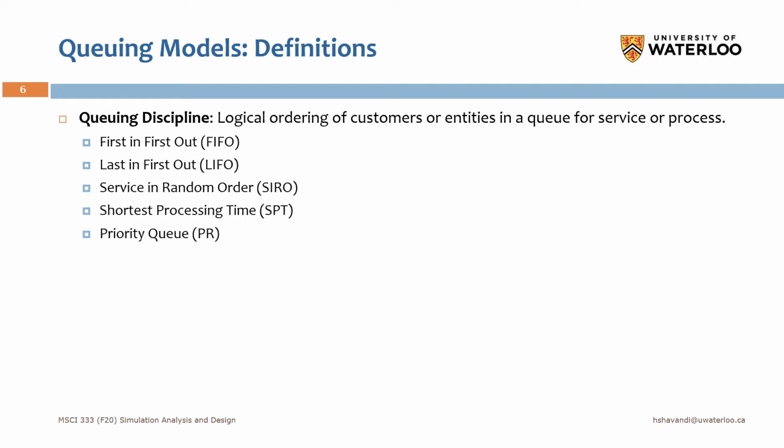The first policy is first in, first out. You know that, FIFO: the first customer that comes in the system will be the first to leave the system. Last in, first out, or service in random order, or shortest processing time, or priority queue, what we see in emergency rooms in hospitals, for example. So these are different disciplines, and based on these disciplines we have different logic for processing the arrival events.